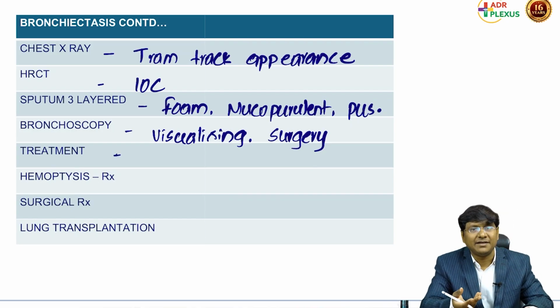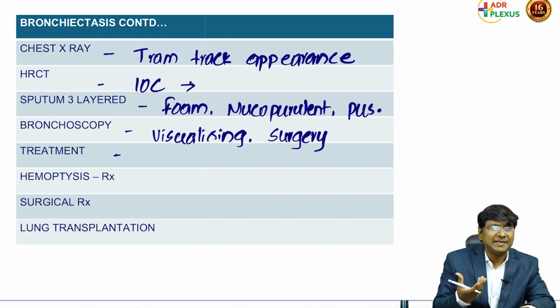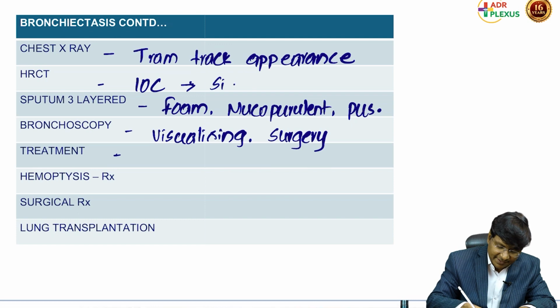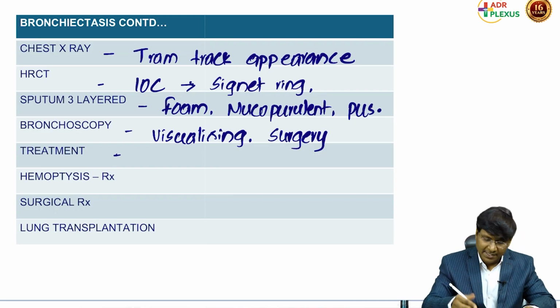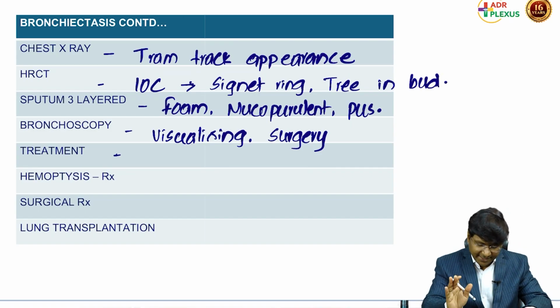Now coming to the treatment that you have to do, and HRCT, I said is the investigation of choice. What will be the appearance? So the classical appearance, right? We have the signet ring appearance. That is one important feature in the HRCT. And the other one is the tree in bud appearance, right? Tree in bud appearance.